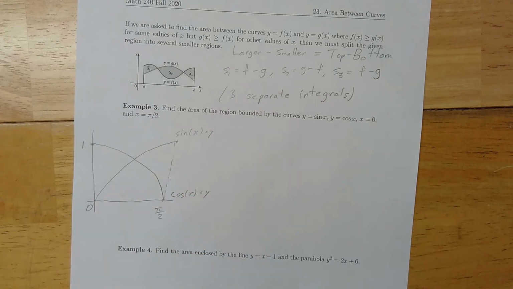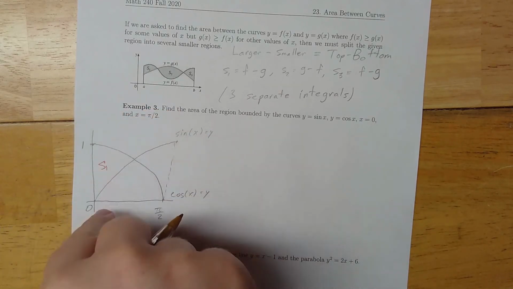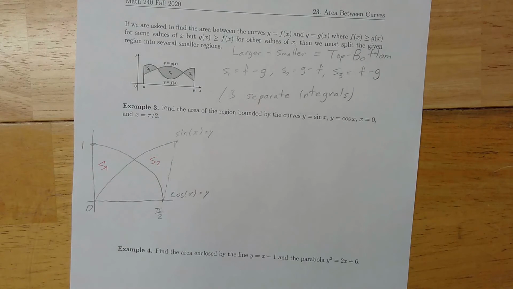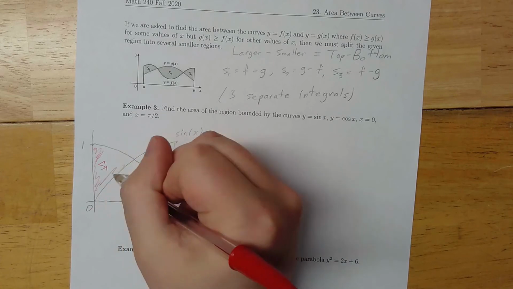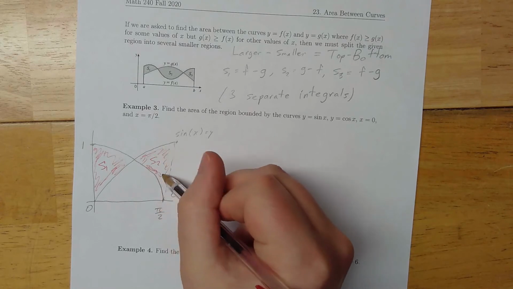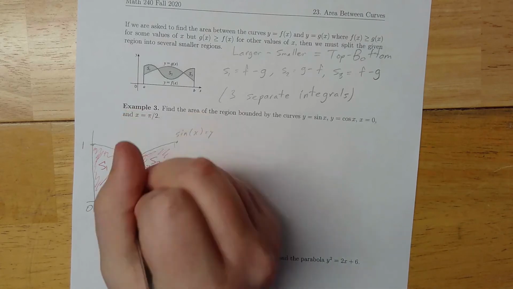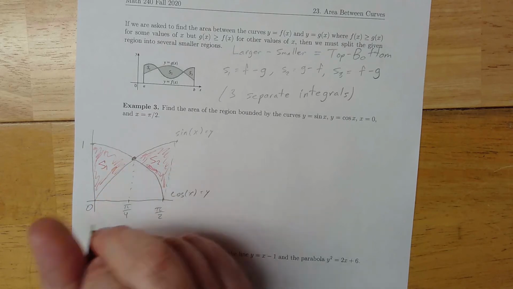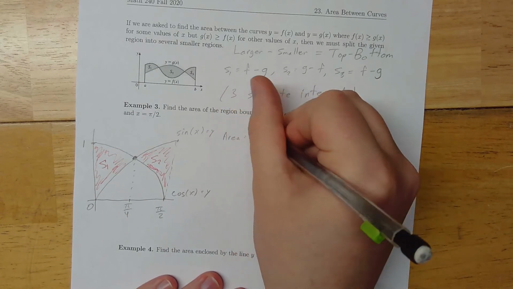So we are interested in finding two different regions. We want to find this region here, where cosine is larger and sine is smaller, and we want to find this region here, where sine is larger and cosine is smaller. So the question will become, where do these two meet? Where are they equal? And this one's going to have to rely on you knowing a little bit of the unit circle. But this point here where they intersect is pi over 4.